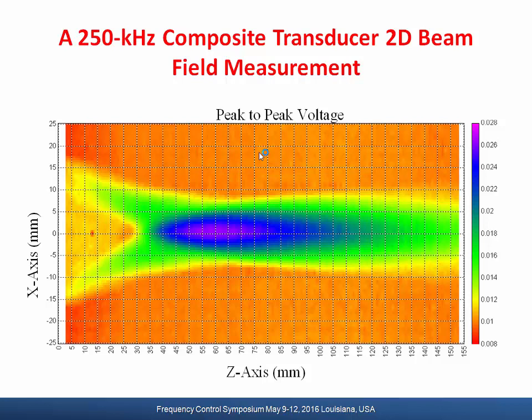2D beam field measurement. This is the laboratory measurement, and the transducer is in a circular shape, so it is symmetric in the lateral direction and elevation direction. The horizontal axis represents either the lateral direction or the elevation direction. The z-axis represents the axial direction.